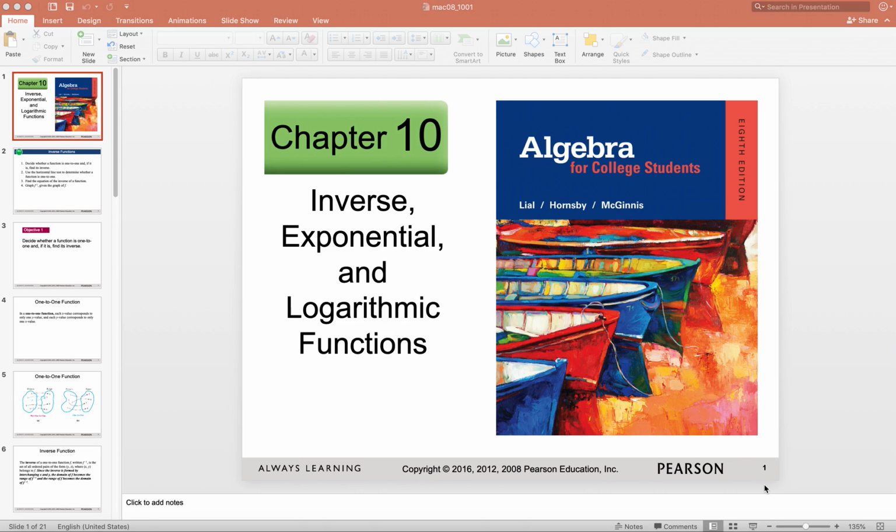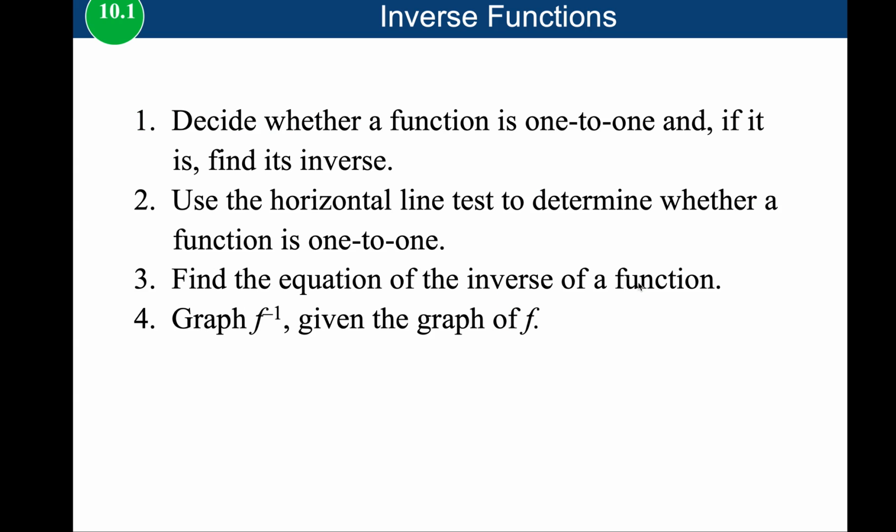Dive into inverses, exponents, and logarithms. So we're going to be able to decide if a function is one-to-one. If it's one-to-one, then we're going to find the inverse. We'll use the horizontal line test to determine if a function is one-to-one. We're given two graphs, and we'll be able to find the equation of the inverse and then graph them.